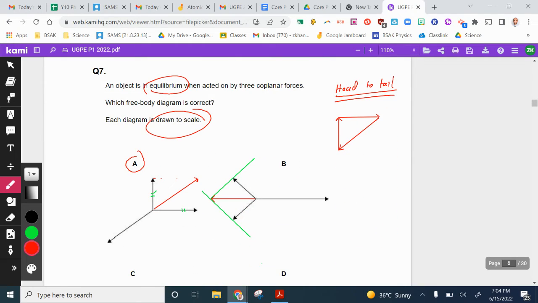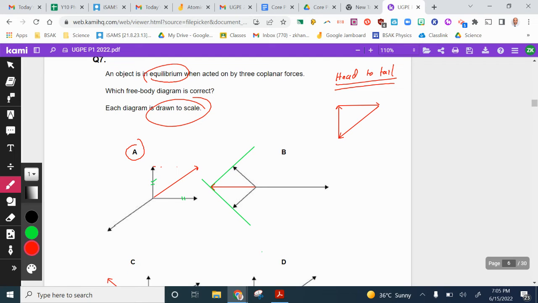So question 7, it says an object is in equilibrium. So that means that the net force is 0 and there are 3 forces acting on it. This is a free body diagram that you see below, a set of free body diagrams. And it says that these diagrams are drawn to scale. So that's important as well.